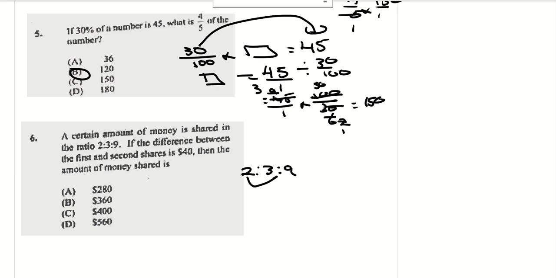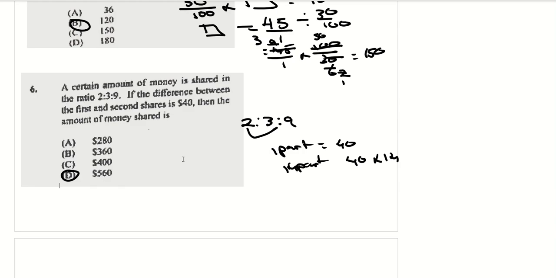The difference between your first and second ratio is 1. So they're telling you one part is equal to 40, and want to know the total, which is 9 and 3 is 12. 12 and 2 is 14. So they want to find 14 parts. You know, one part is 40, then 14 parts would be 40 multiplied by 14, which is 560. Right, and that would be your answer.